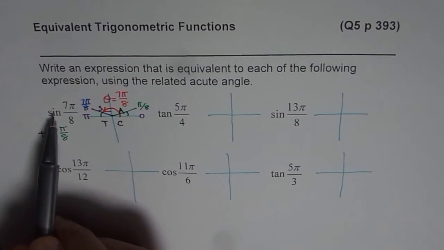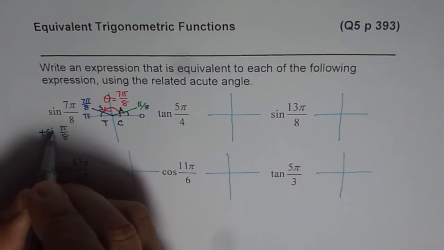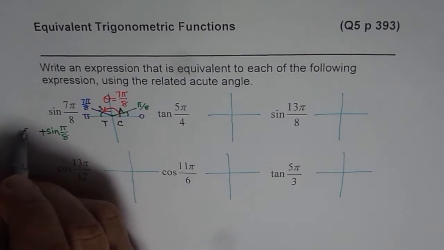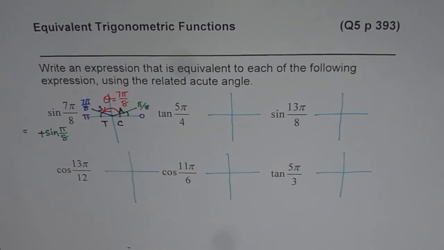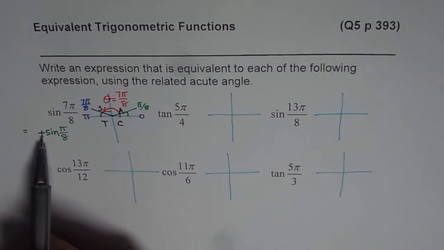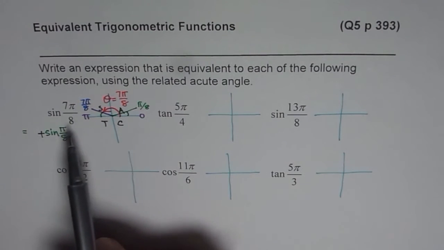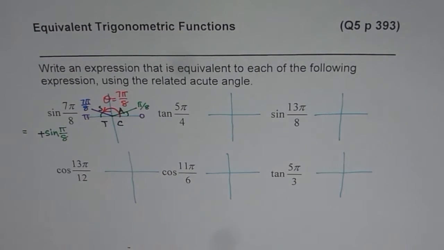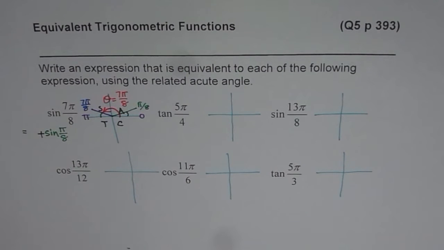Since sine is positive in quadrant 1, we will write this as sine pi by 8, correct? So I've just written plus, showing that you were in quadrant 2, and therefore you should get plus sign because all are positive in quadrant 1, correct? So that is one solution to this. But in any case, we could have more than one solution to such questions. Now I'll explain that part in the second example.